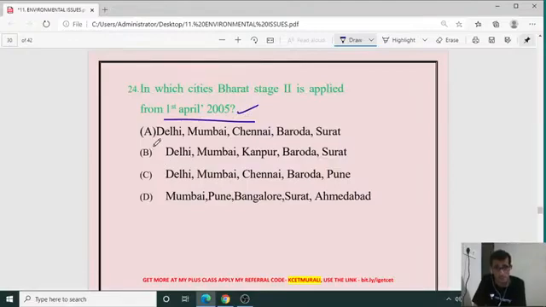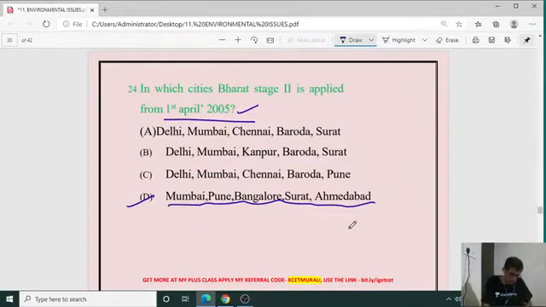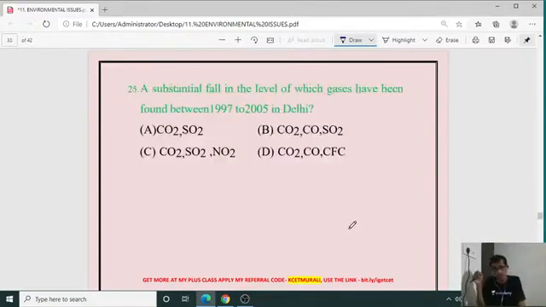In which cities? So the 24th answer is Mumbai, Pune, Bangalore, Surat and Ahmedabad. In these cities, Bharat Stage 2 is applied from 1st of April 2005. Of course, now in the entire India, we are with Bharat Stage 6 from April 2020 onwards. Next one.